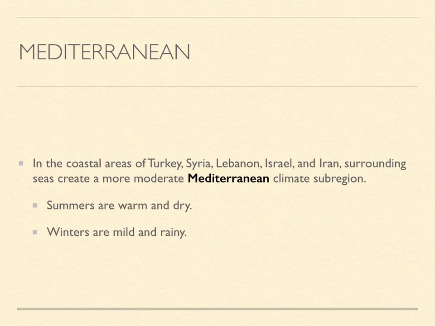Mediterranean. In the coastal areas of Turkey, Syria, Lebanon, Israel, and Iran, the surrounding seas create a more moderate Mediterranean climate. Summers are warm and dry, winters are mild and rainy.